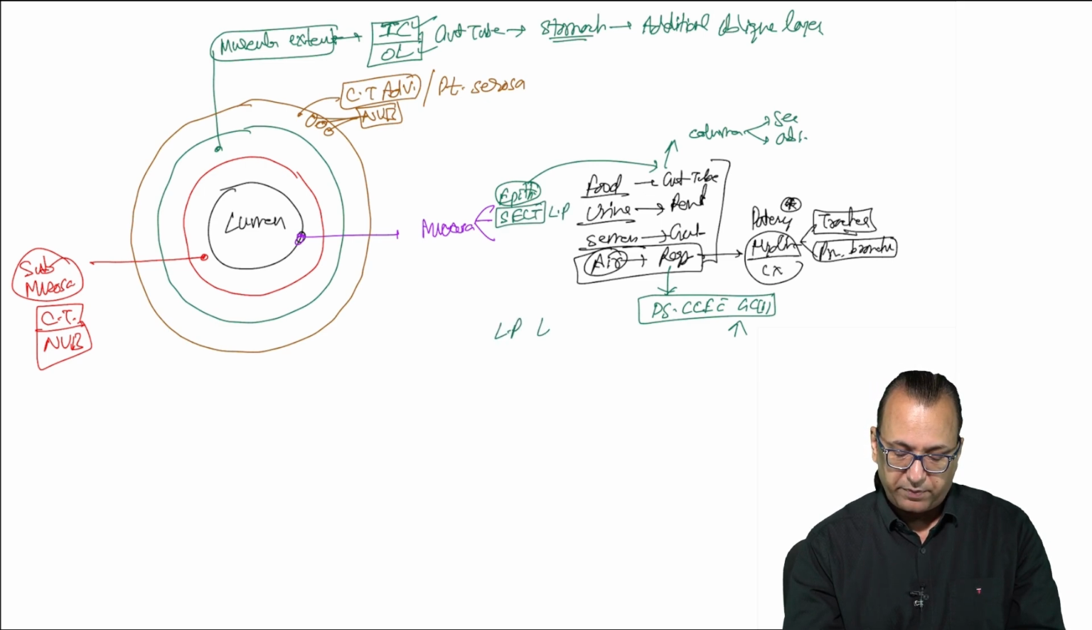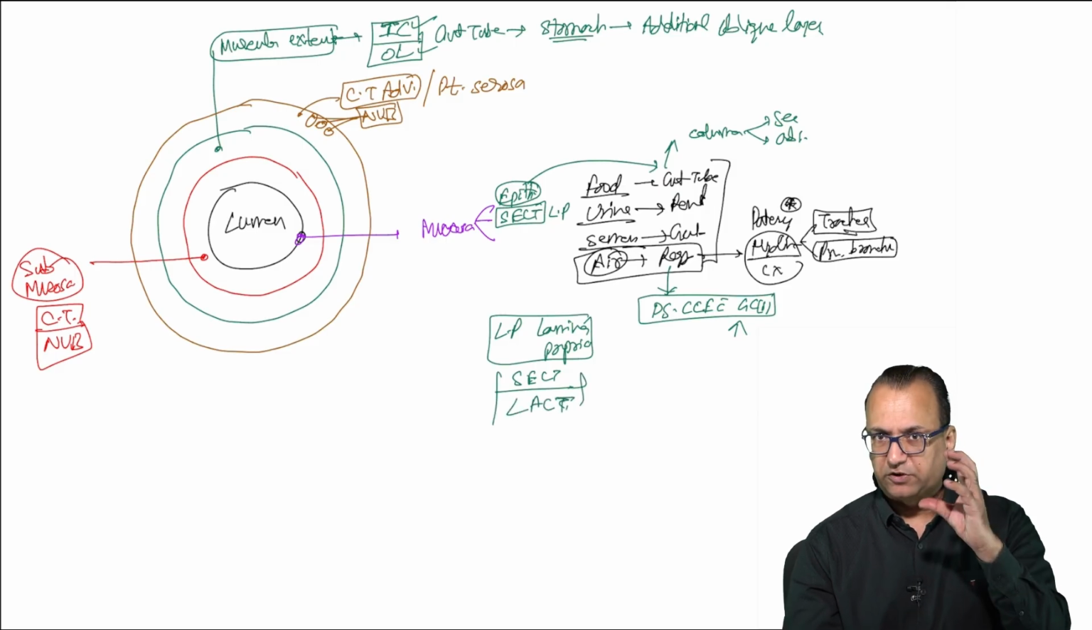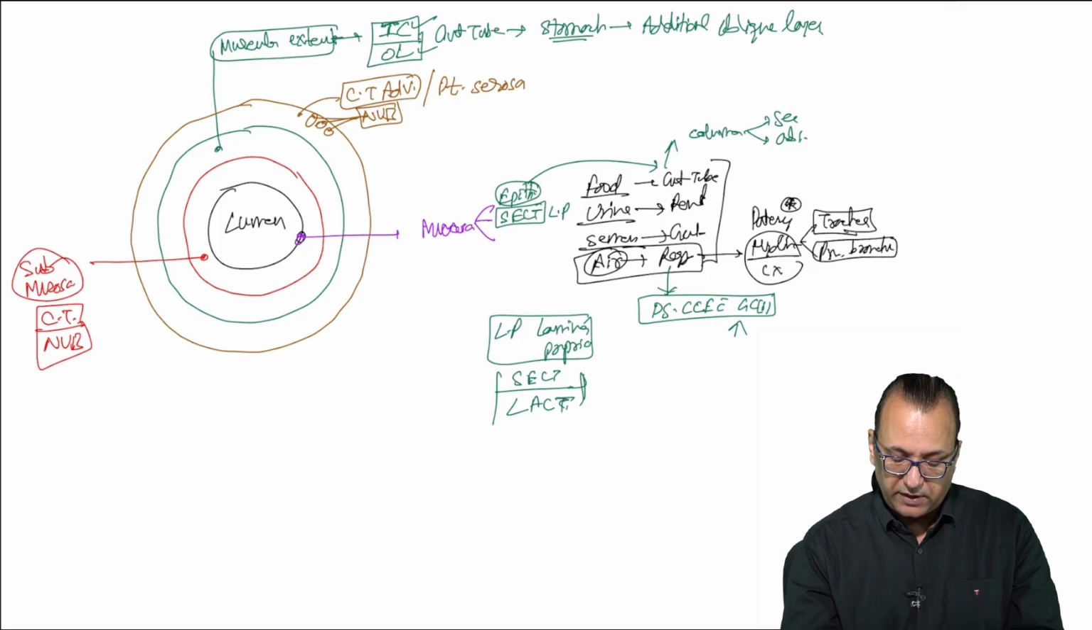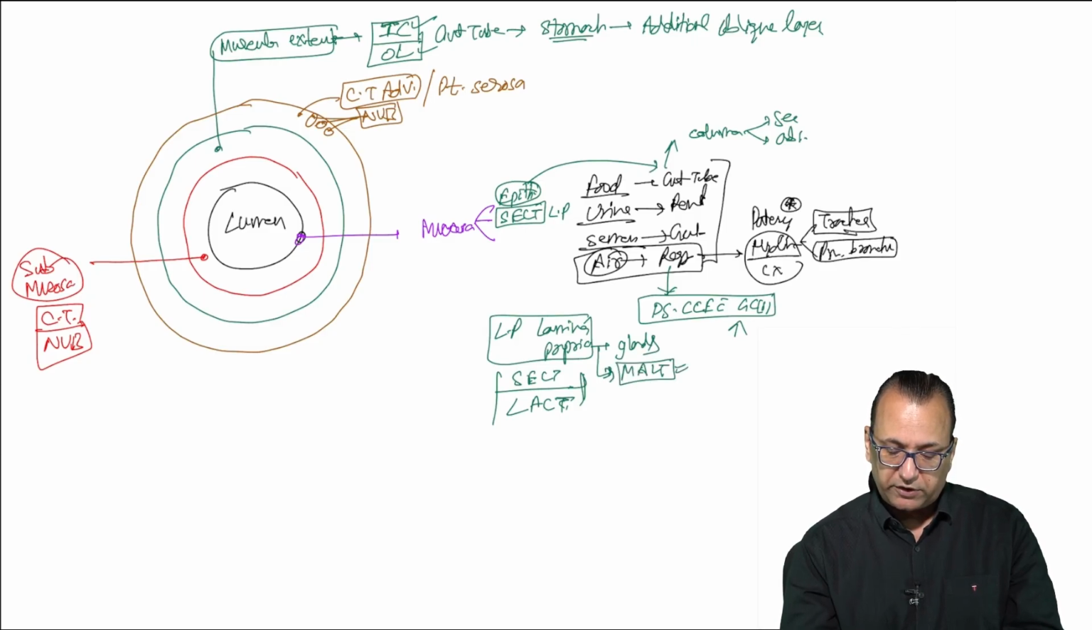LP means lamina propria. Lamina propria is subepithelial connective tissue, and it will be loose areolar connective tissue. Areola means spaces. So, loose areolar connective tissue is there, and the lamina propria will have the glands which are made by epithelium, and it will also have the mucosa associated lymphoid tissue. So, mucosa associated lymphoid tissue is also found in the lamina propria.